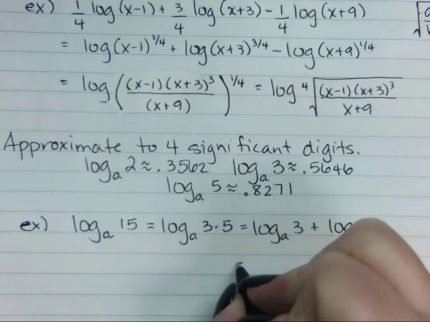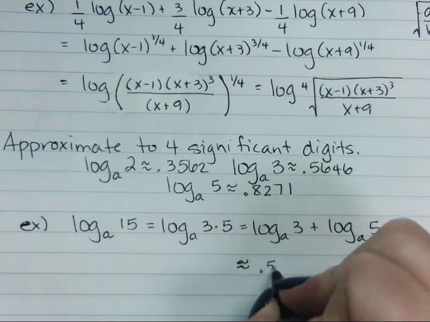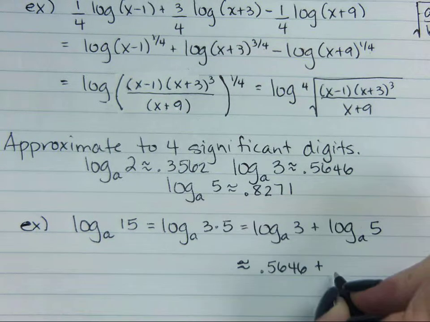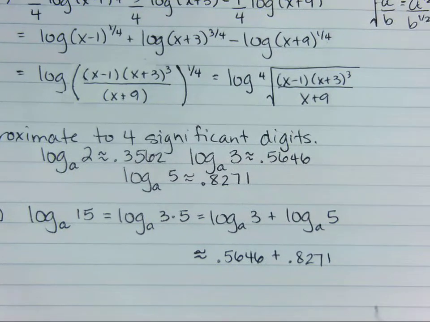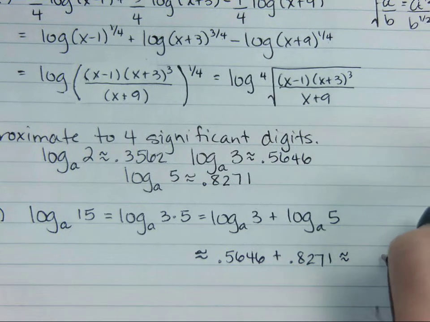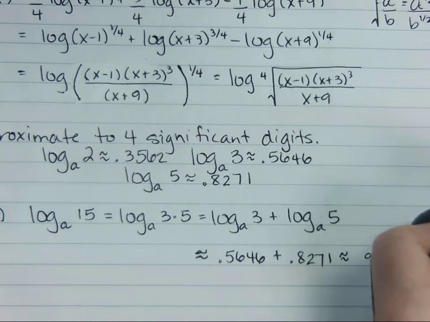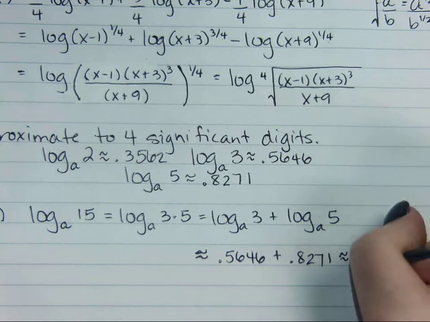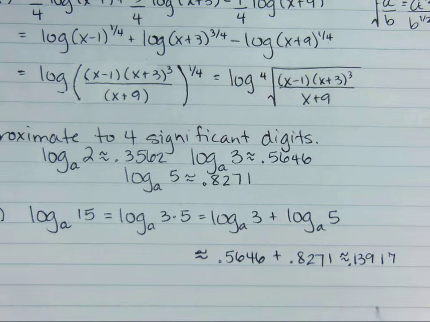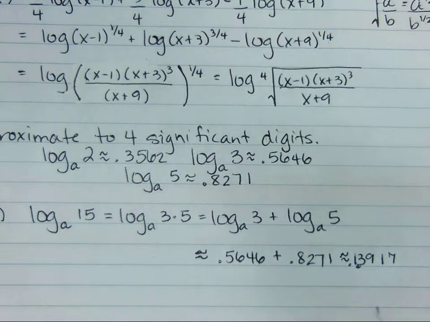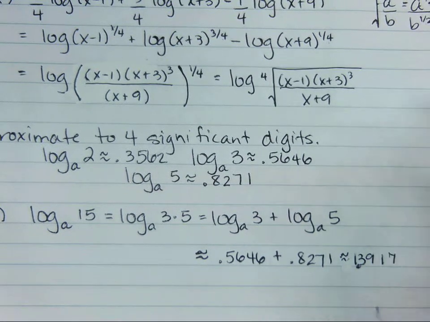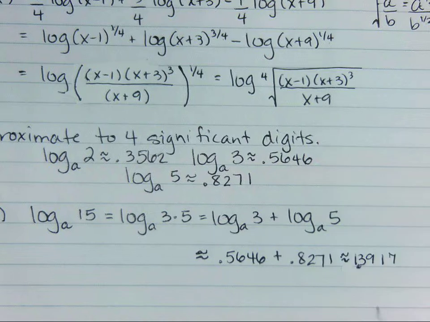So this would be approximately 0.5646 plus the value I had for the log base a of 5, and then I can do that in my calculator. Right? So altogether, we can approximate this. Oops, I think I put my number in the wrong spot. I forgot my decimal in the wrong spot. All right. So this is your approximation.